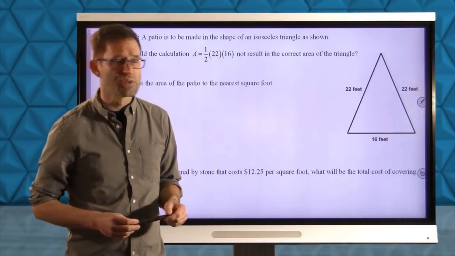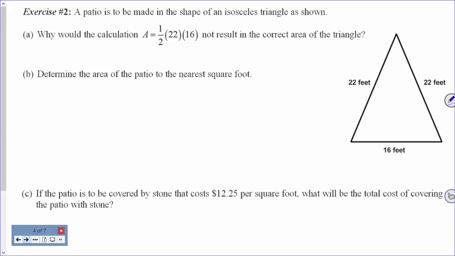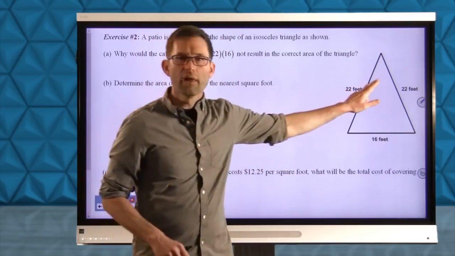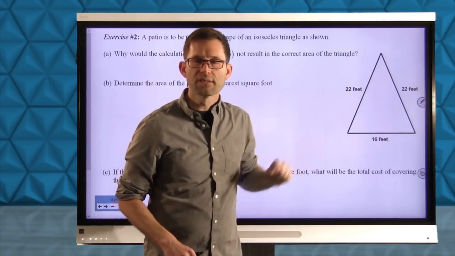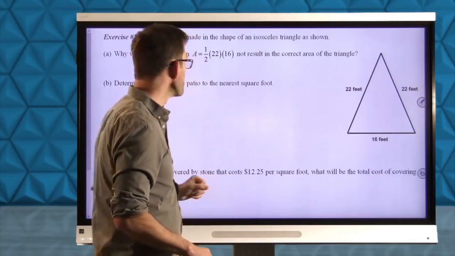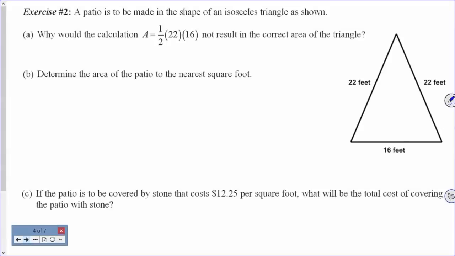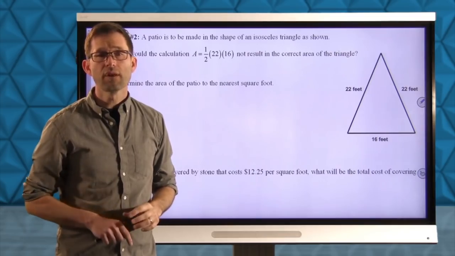Now let's take a look at exercise number 2. A patio is to be made in the shape of an isosceles triangle as shown. So we've got this isosceles triangle. The two legs are 22 feet each and the base is 16 feet. Letter A says, why would the calculation A equals 1/2 times 22 times 16 not result in the correct area of the triangle? Pause the video now and see if you can answer this question.